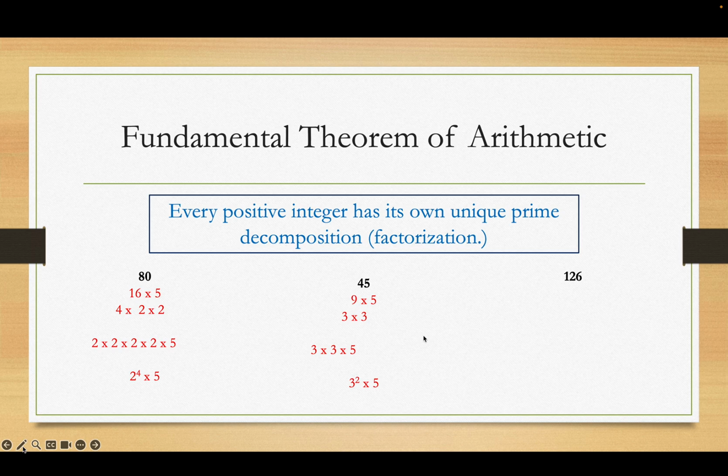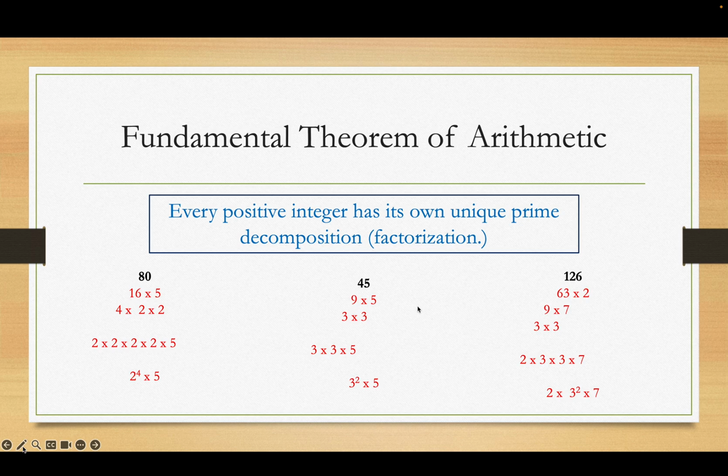Let's try 126. Okay, so that would be 63 times 2. It doesn't matter what numbers you start with. You always end up at the end the same. 63 is 9 times 7. 2 is prime, 7 is prime, but 9's composite. So I break 9 down into 3 times 3. Both of those are prime. So I am completely done. Everything's down to prime numbers. That's what you're decomposing it to, just prime numbers. So that's 2 times 3 times 3 times 7, which is 2 times 3 squared times 7.